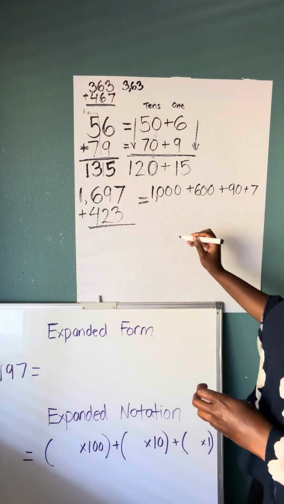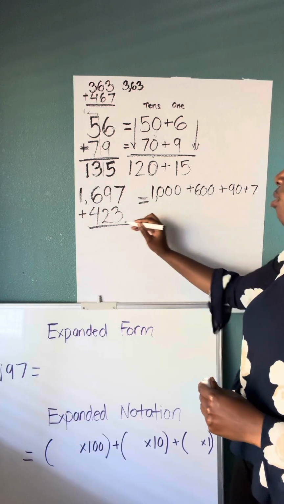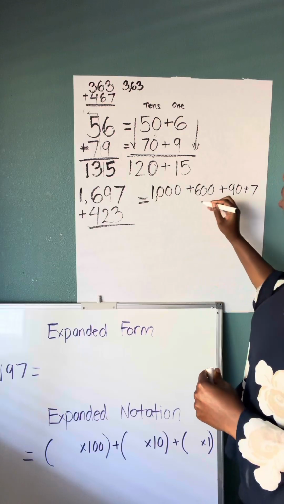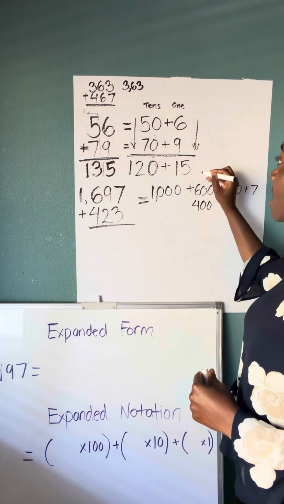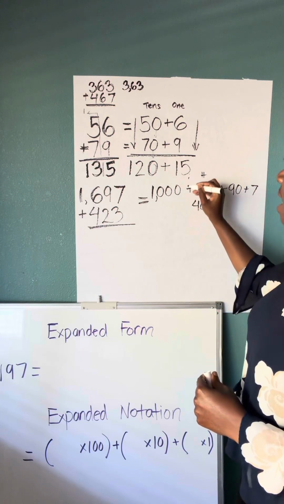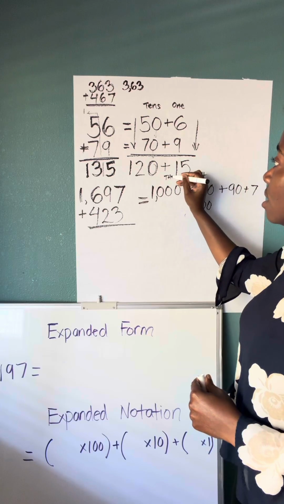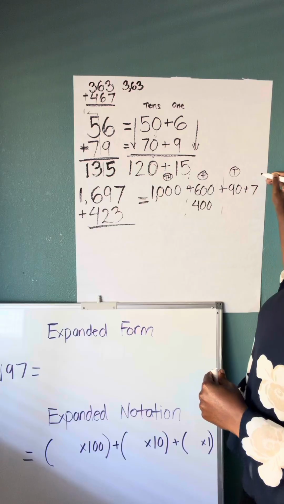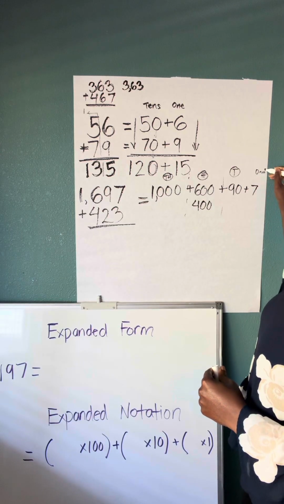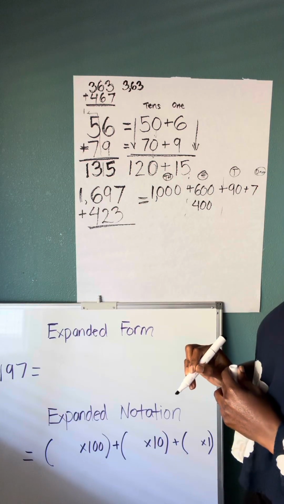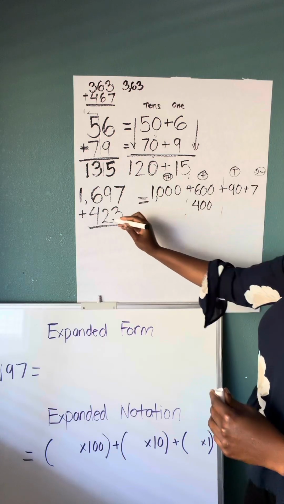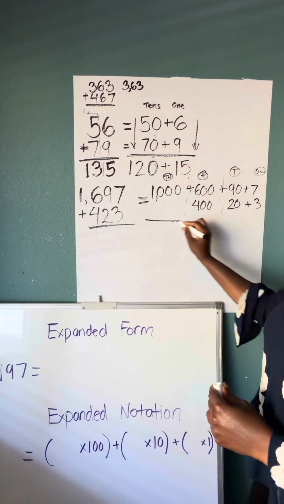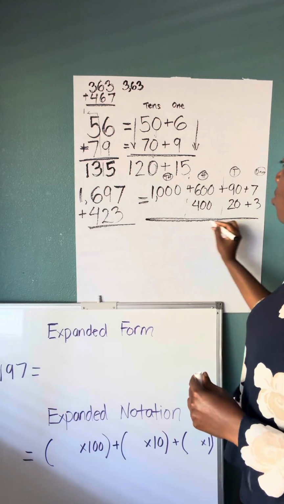Okay, now at the bottom, what do we have? We have 423. Where does the 400 go? The 400 goes beneath 600. Why? Because this is the hundreds place. Okay, this is the thousands place. This is the tens place. And this is the ones place. Okay. And what we're doing, we're teaching multi-steps here. So 20 plus 3. That is expanded form for addition.